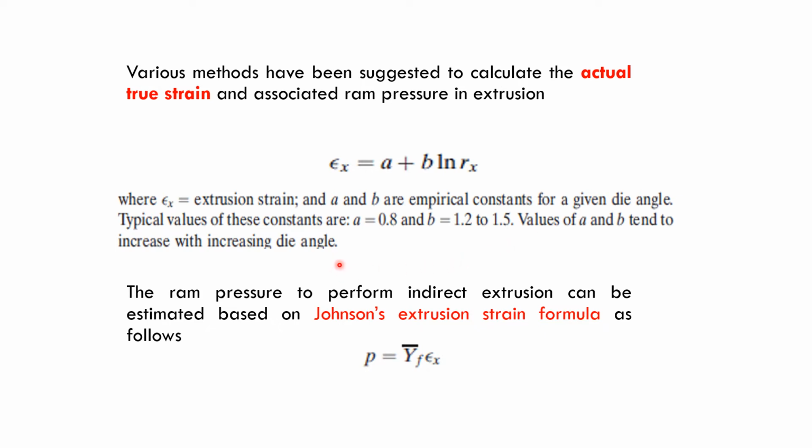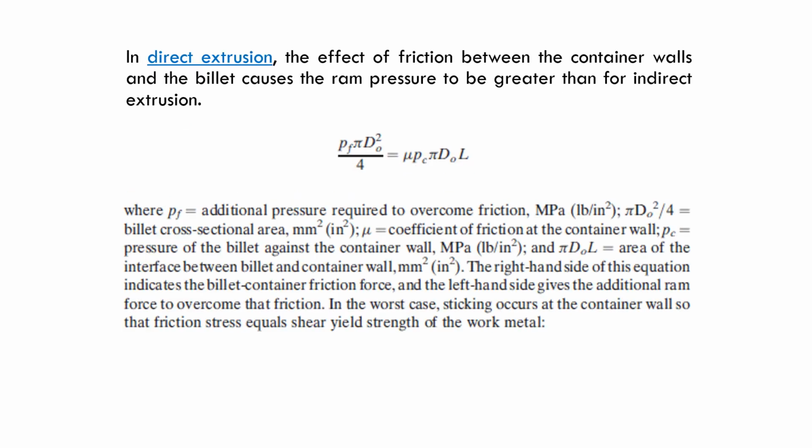Okay, so by using the Johnson's extrusion strain formula, we can calculate the ram pressure, which is YF times epsilon x. So in direct extrusion, we cannot prevent the effect of the friction between the container wall and also the billet. So this is usually caused by the ram pressure, which is greater for the direct extrusion compared to the indirect extrusion.